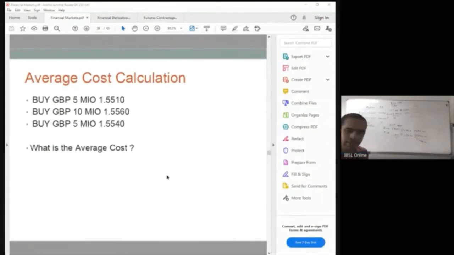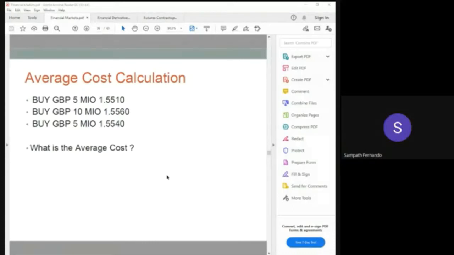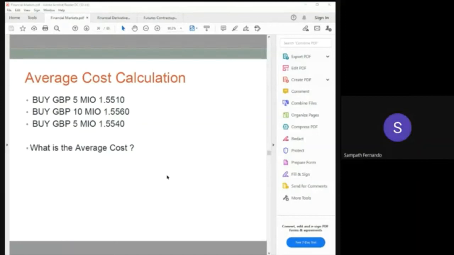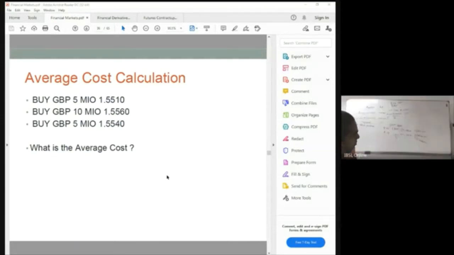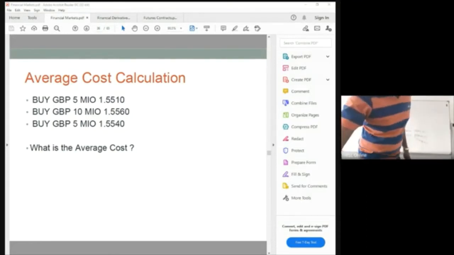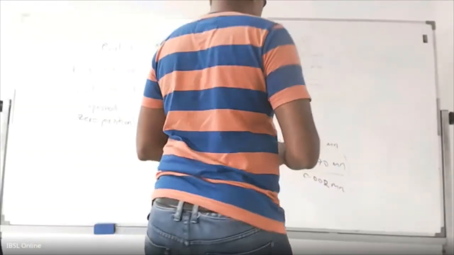Okay, so let's try this. Sir, in that case he is short of USD, so he's losing that much. He's making a loss. Yes, you're right. Sorry. This is minus.